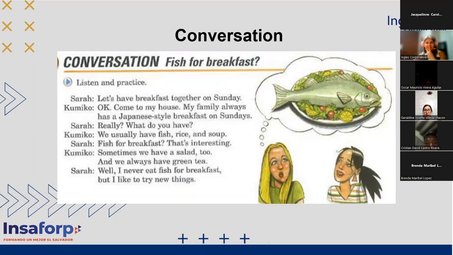Okay. Let's have breakfast together on Sunday. Okay. Come to my house. My family always has a Japanese style breakfast on Sunday. Really? What do you have? We usually have fish, rice, and soup. Fish for breakfast? That's interesting. Sometimes we have a salad. And we always have green tea. Well, I never eat fish for breakfast, but I like to try new things.